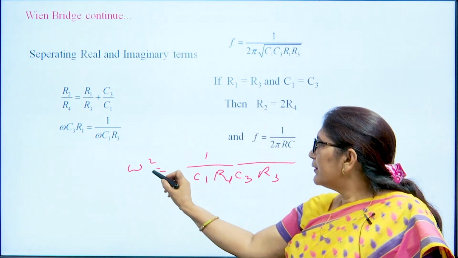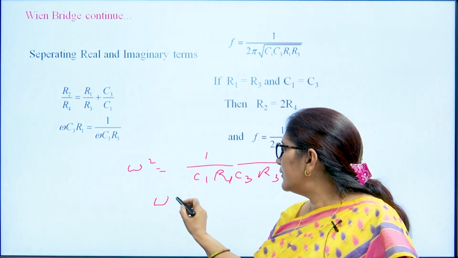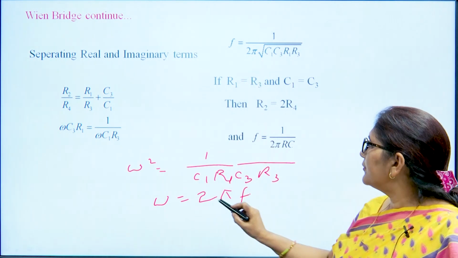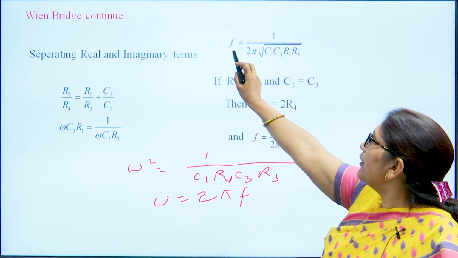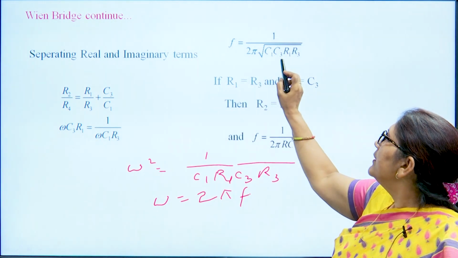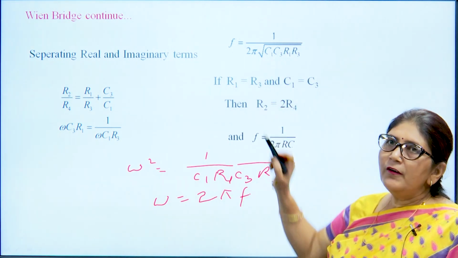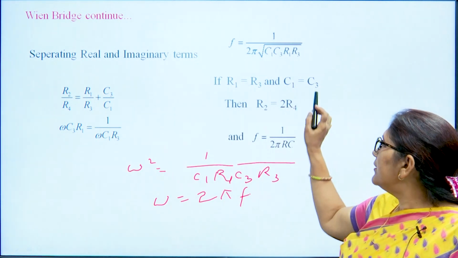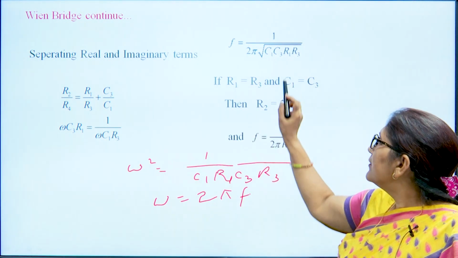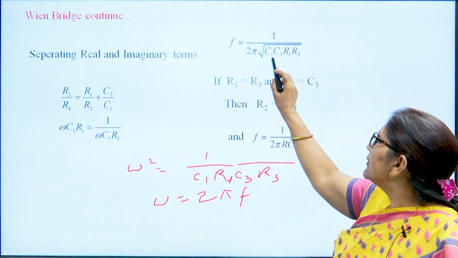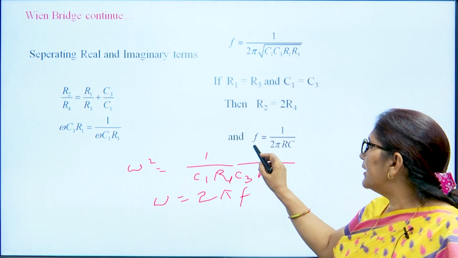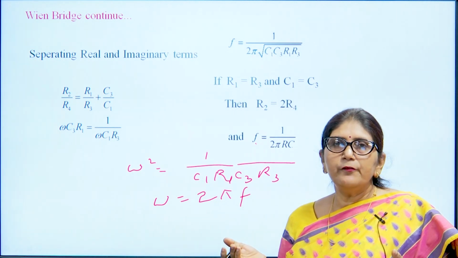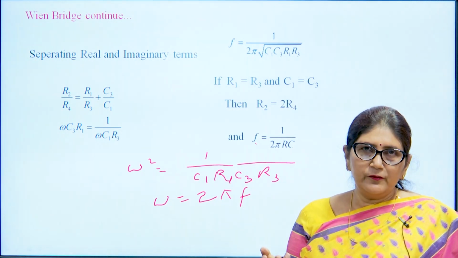We know omega is equal to 2 pi f. So, by substituting omega is equal to 2 pi f, we get f is equal to 1 by 2 pi root of C1 C3 R1 R3. Now, generally R1 is equal to R3 and C1 is equal to C3. If we put R1 equal to R3 and C1 equal to C3, we get the frequency f is equal to 1 by 2 pi RC. So, in this method we can find out the frequency of the unknown source.